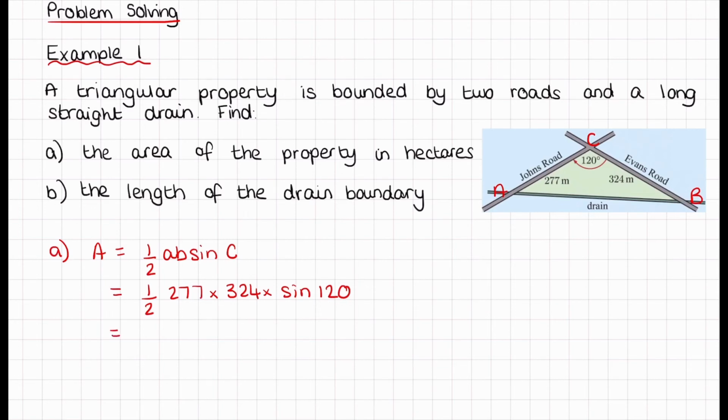Work that out, we'll get 38,862 meters squared. Now the question was in hectares. If you didn't know, 1 hectare is equal to 10,000 meters squared. So this would be approximately 3.89 hectares rounded to 3 significant figures.